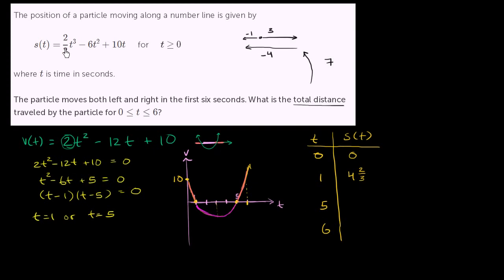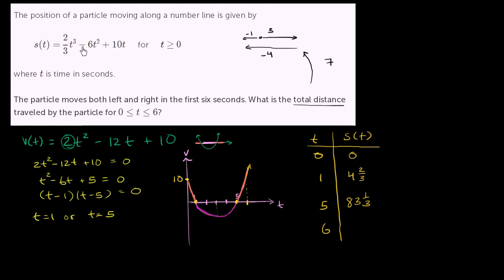At 5 seconds, let's see, it's 2/3 times, I'm going to have to write this one down. So this is going to be 2/3 times 125. That's the same thing as 250 over 3. Let's see, 83 times 3 is 249. So this is 83 and 1/3.